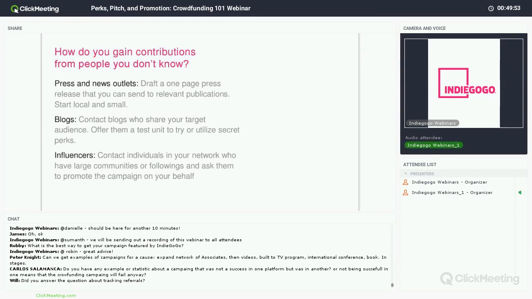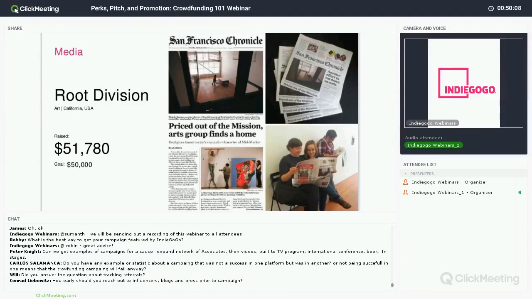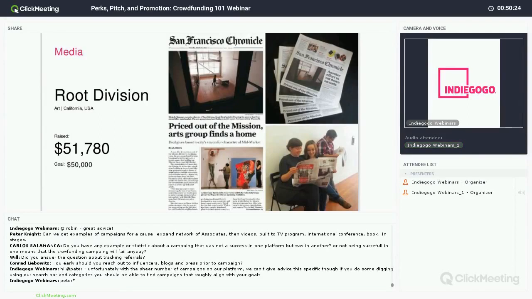In terms of press releases, just keep in mind that you can't rely on press to make you successful. Press generally isn't going to cover your campaign until they see that you've already raised money. So generally you want to wait until you've already raised at least 30% of your campaign's funding before you reach out to press. Root Division is a really great example of utilizing the press. Root Division was an art collective here in San Francisco who got priced out of their space. They raised funds, and one of the ways that they got word spread was through contacting the San Francisco Chronicle. Again, this collective was here in San Francisco. They contacted the SF Chronicle because it was a local publication. And it really worked for them.